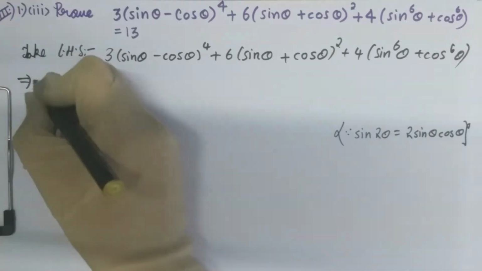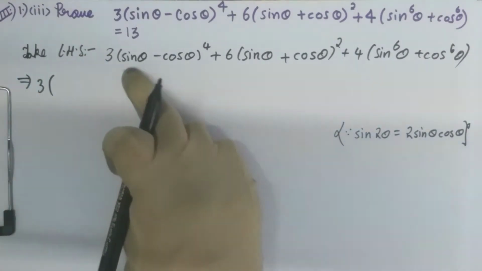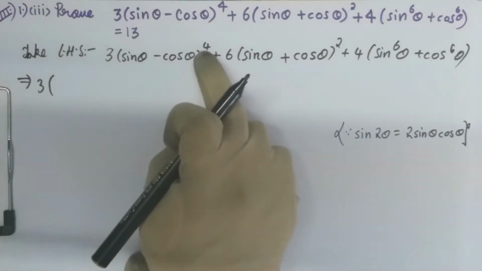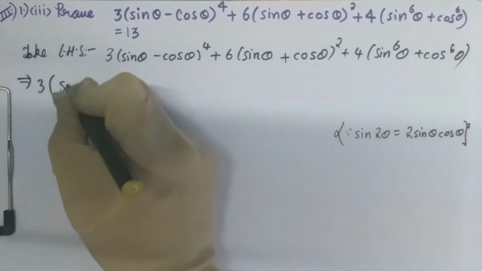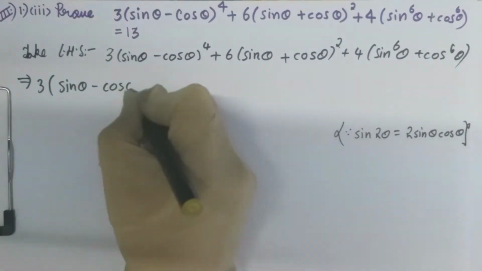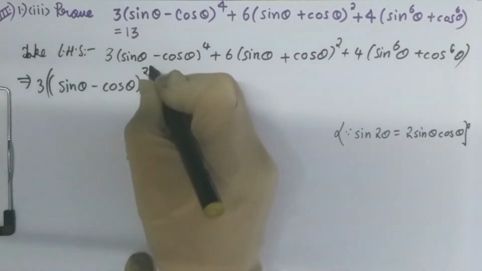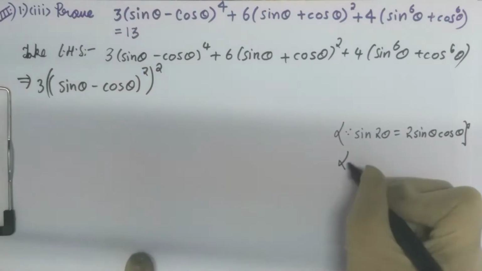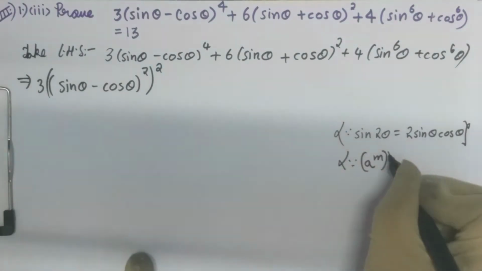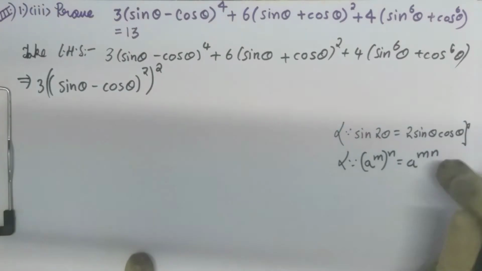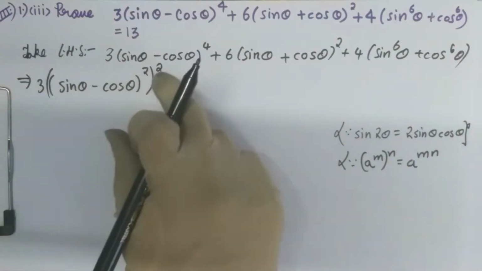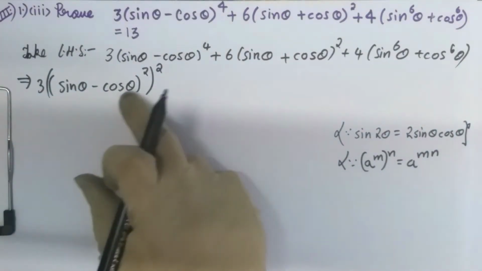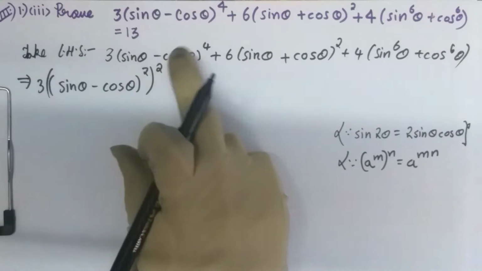Now 3 into, you can write this (sin θ − cos θ)^4 as, we know 2 power 2 is 4. So this 4 can be written as 2 into 2. That is ((sin θ − cos θ)^2)^2, and then again we can write whole square. Remember a^(mn) is equals to (a^m)^n. So here also 2 into 2 is 4. So we are splitting this 4 as (sin θ − cos θ)^(mn), so mn here is 2 into 2, that is 4.